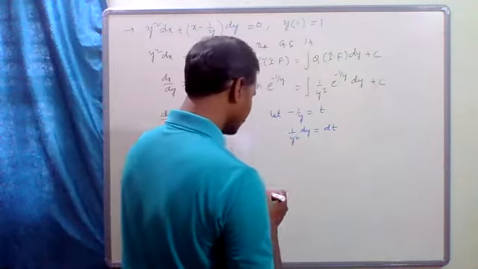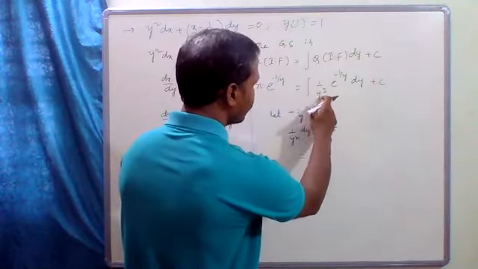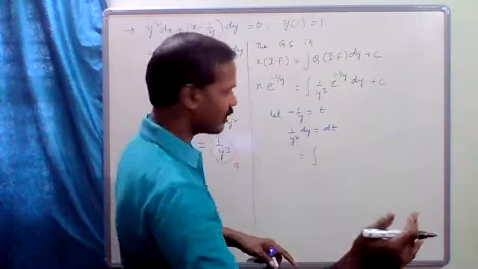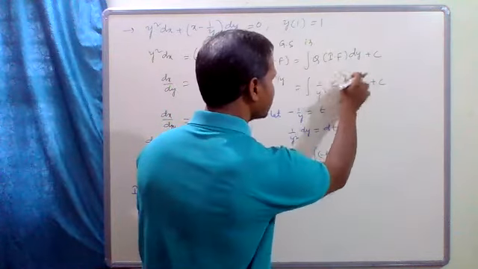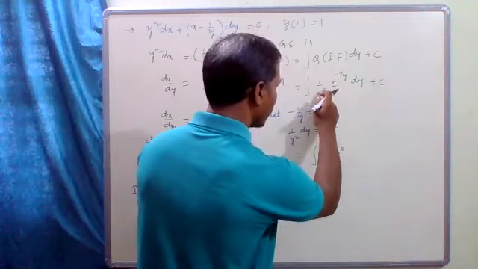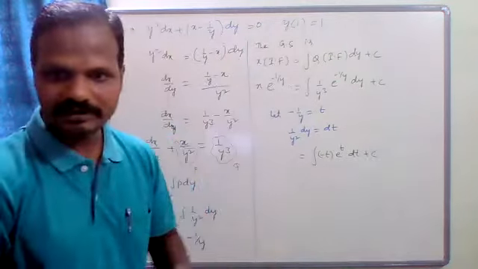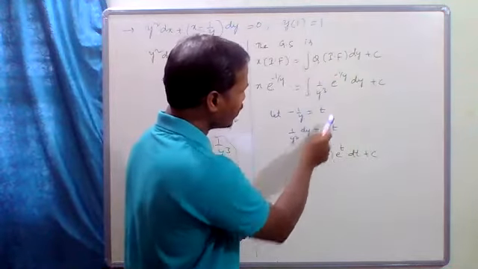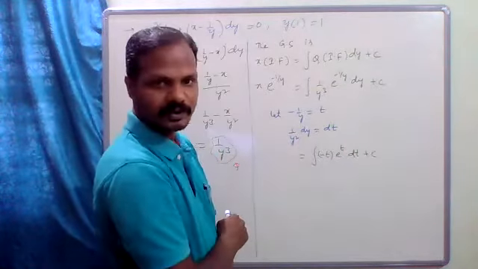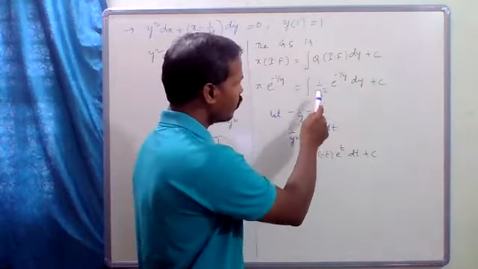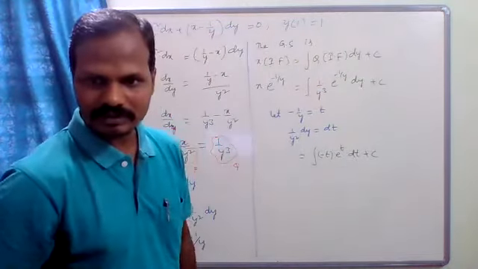Then this becomes the integral. See, here 1 by y cube is 1 by y square into 1 by y. In place of 1 by y, I write minus t. So minus t, e power t, and 1 by y square dy which is dt, plus c. Is it clear? That is the substitution.